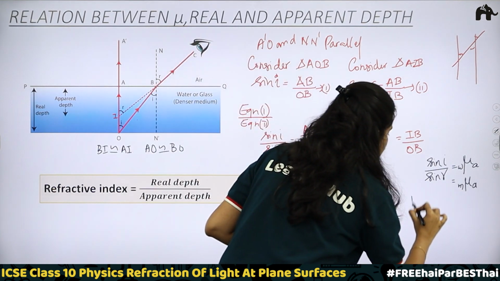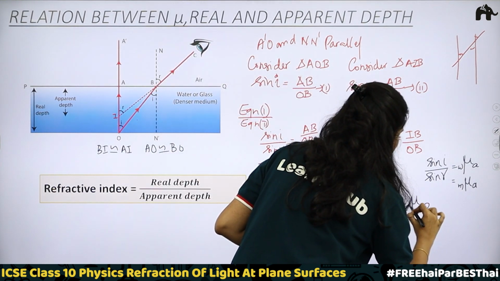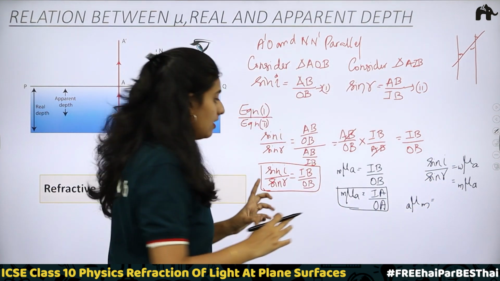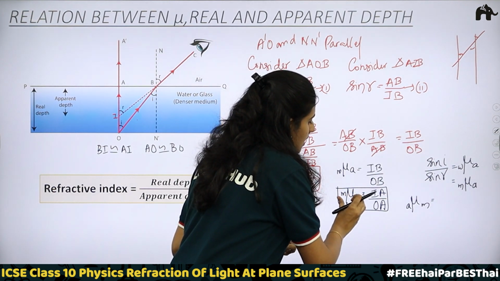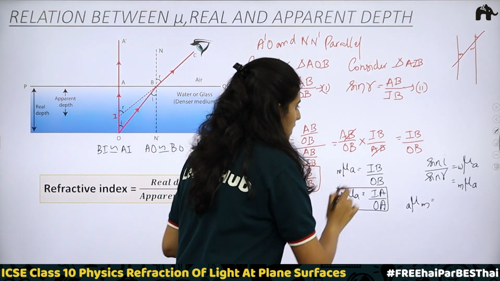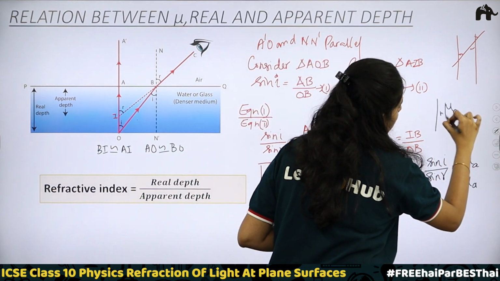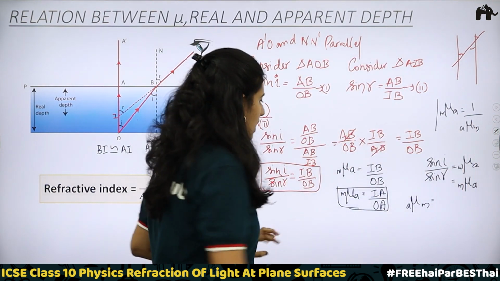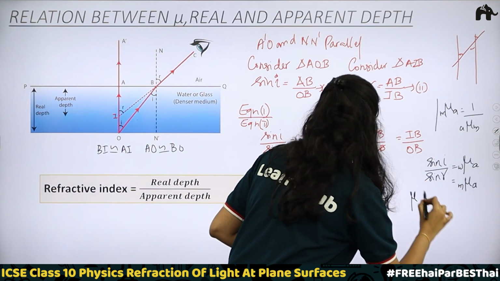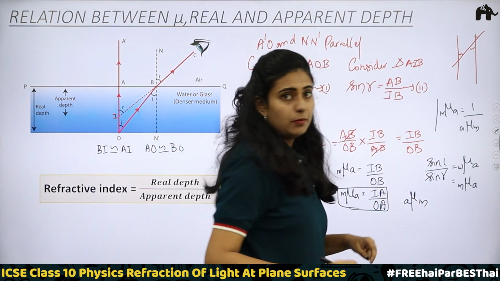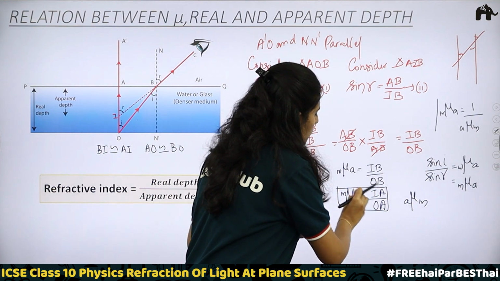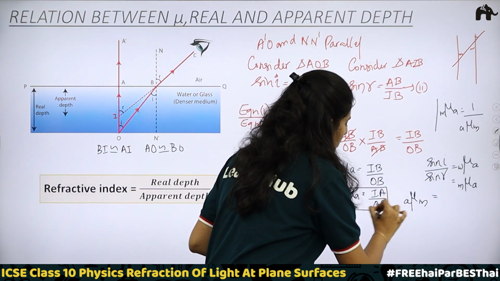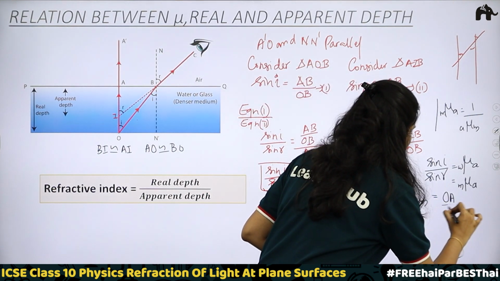Now, we need the refractive index of medium with respect to air. If we need the refractive index of medium with respect to air, what do we get? Here we are applying the reversibility principle, which means mu AM will be equal to 1 by mu MA. Okay, 1 by means we are taking the reciprocal. Therefore, mu MA, the reciprocal of mu AM, will be equal to, taking the reciprocal of the right hand side, IA by OA, can be written as OA by IA.